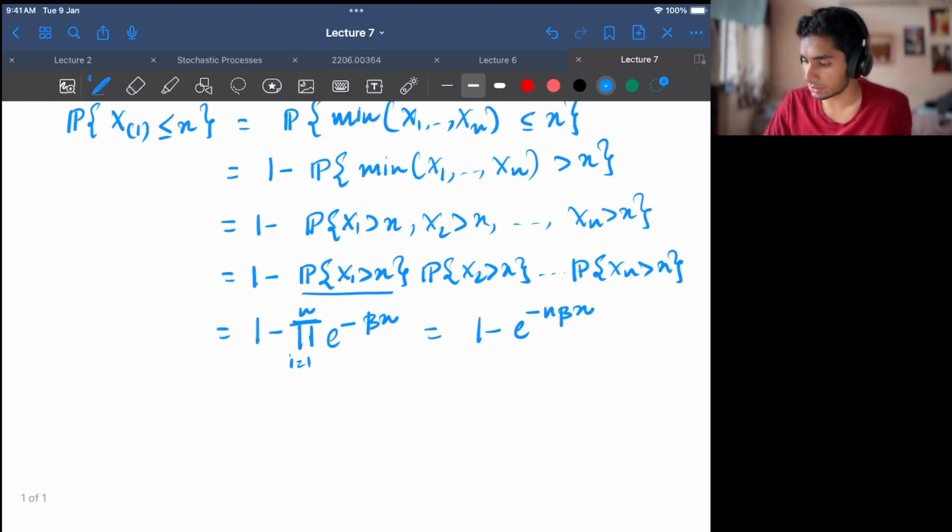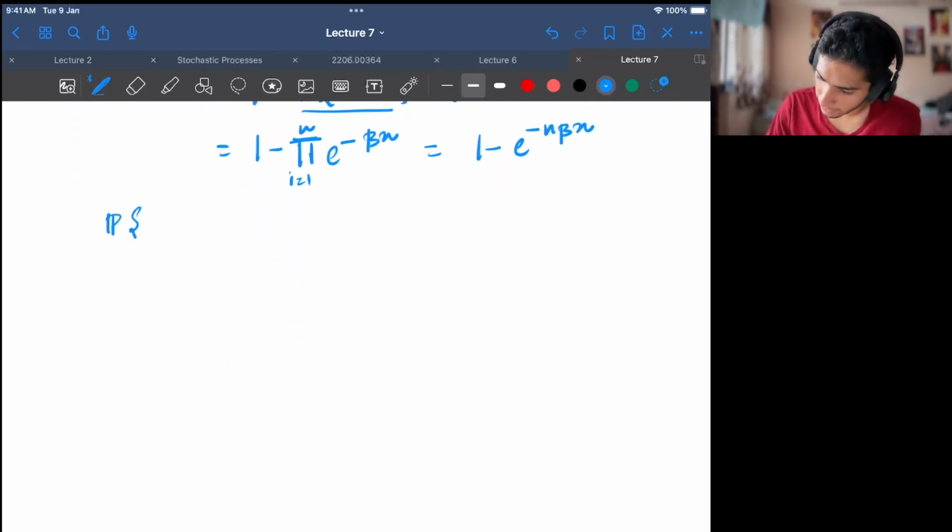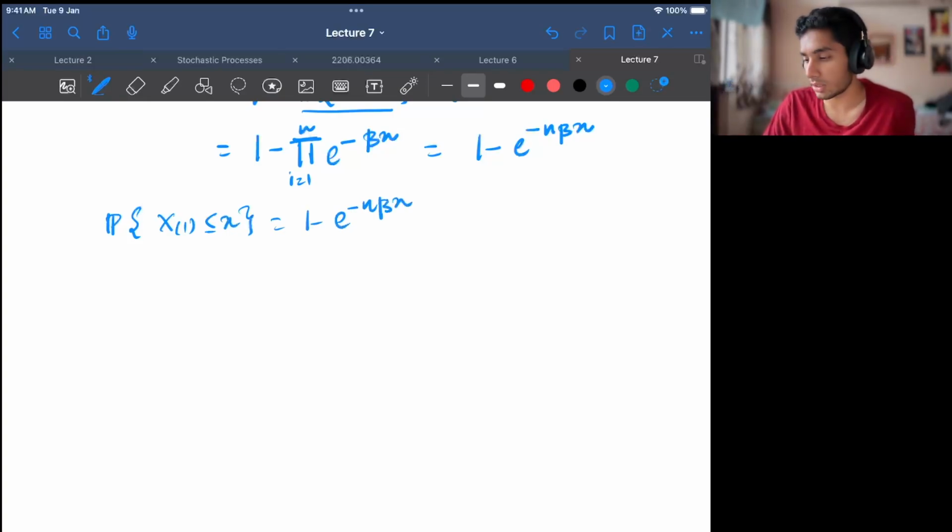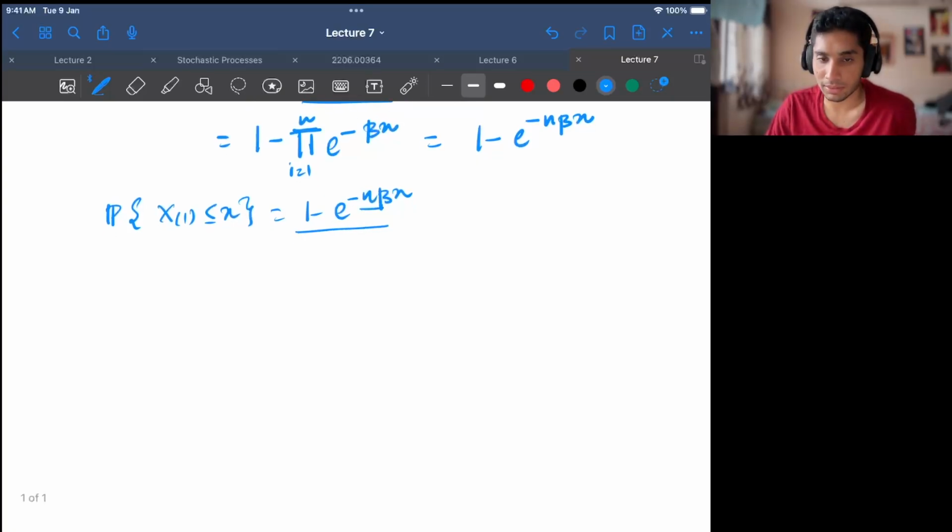Now, let me write it. Probability that x sub 1 is less than or equal to small x is equal to 1 minus e raised to minus n beta x. Now you should be familiar with this function, because this is the CDF of another exponential random variable, right? With mean parameter 1 by n beta. So this implies that x sub 1 is again distributed according to an exponential random variable with mean parameter 1 by n beta.